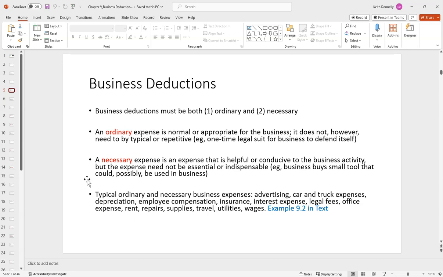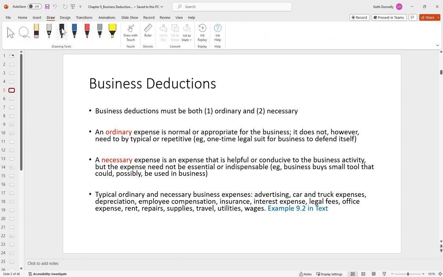Likewise, a necessary expense is an expense that's helpful or conducive to the business activity, but it doesn't have to be essential. It's not like we absolutely need this thing. So maybe we buy a tool that we're going to use in the business, and we think we're going to use it, but we're not 100% sure. It doesn't have to be the end all be all, as long as it's reasonable, foreseeable, ordinary, and necessary.